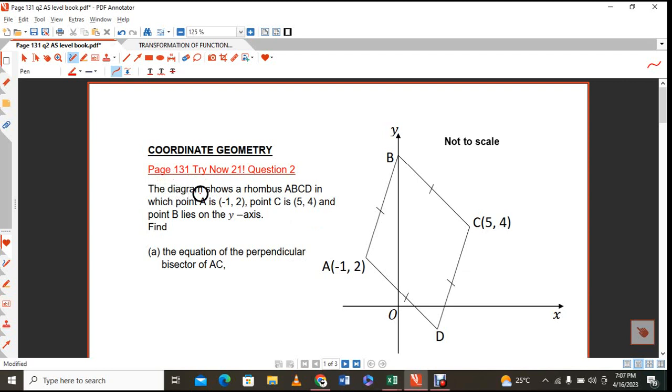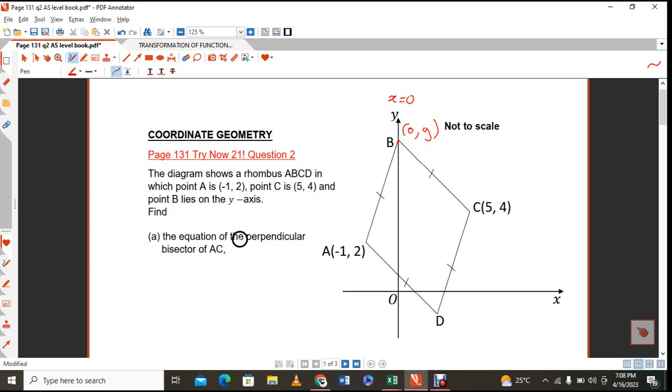Alright, so you have got the diagram here. It shows a rhombus A, B, C, D, and point A is -1,2, point C is 5,4, and then point B lies on the y-axis. Now, when a point lies on the y-axis, it's very important that you understand that the x coordinate is going to be 0, and we only need to find what the y coordinate would be. Okay, because the y-axis is also the equation x equal to 0. So every point on the y-axis will have a 0 value for its x coordinate.